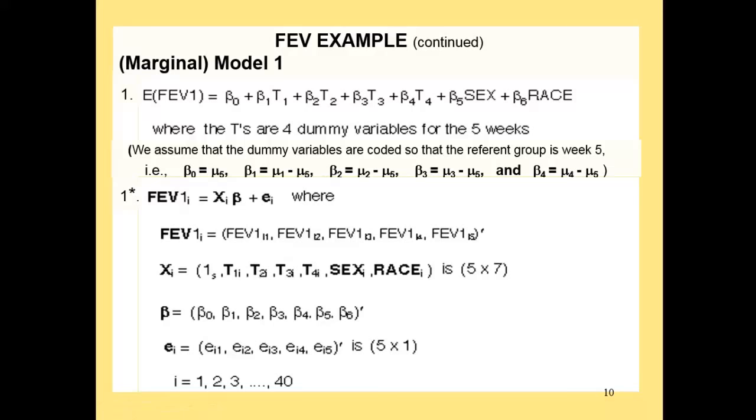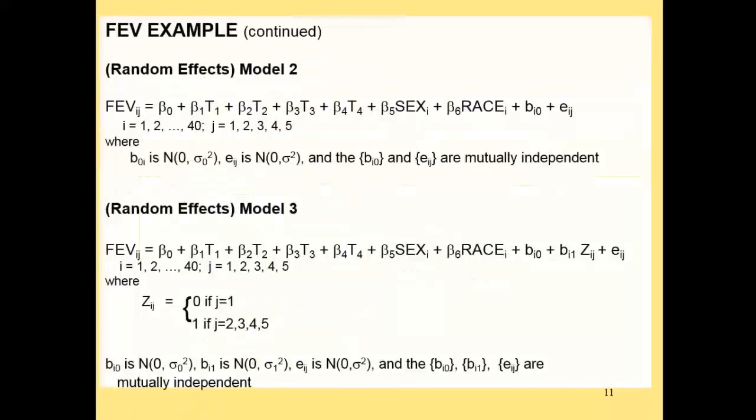All right? Now, let's forget about the marginal model for a second, and let's look at what the random effects model might look like for this study, okay? So here, Model 2 and Model 3, these are both written in scalar form, not matrix form. Okay? Scalar form, but they include random effects. Model 2 here includes a random intercept, denoted as bi0. It's a single random effect.